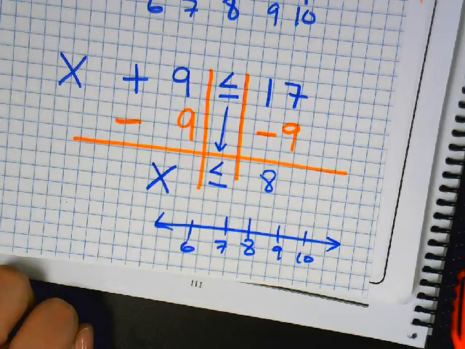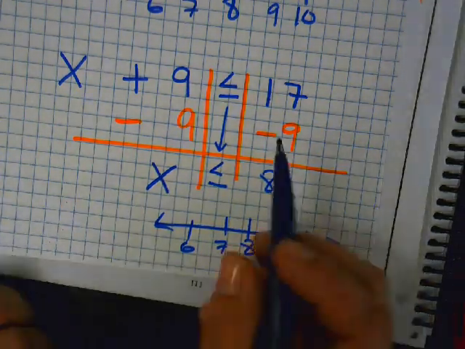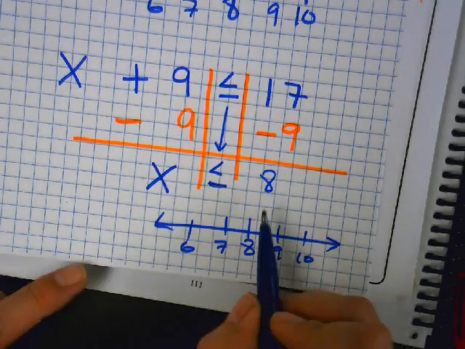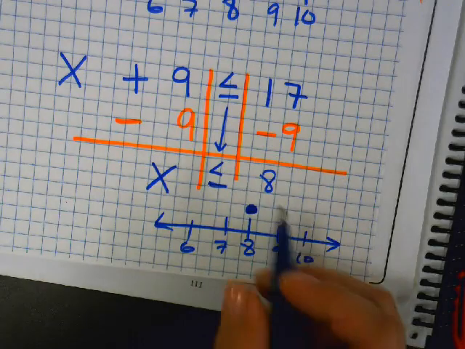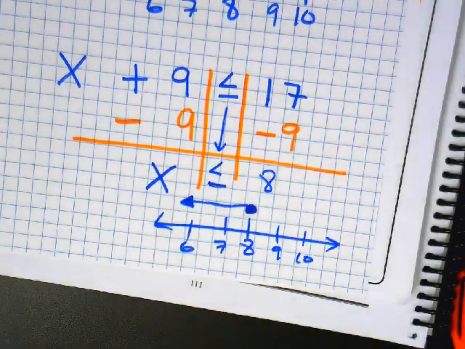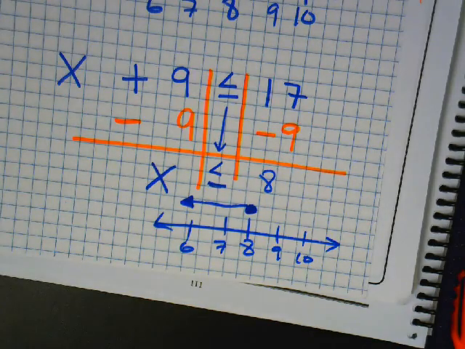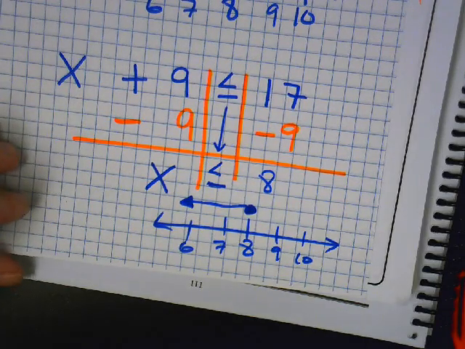Open or close circle? See this little extra line? That tells you it's closed. And which way do you shade? To the left. Yeah, there's a lot of stuff happening already. Easy? Okay, good. This is level 0.000001. You feel good about it? Cool.